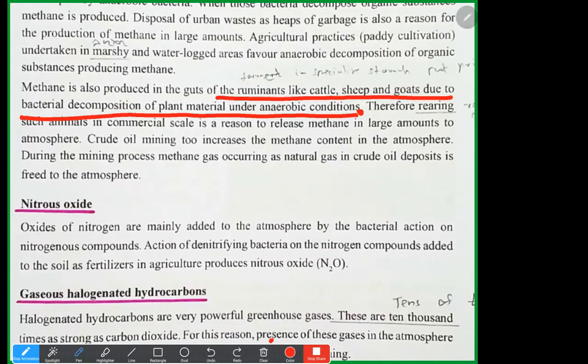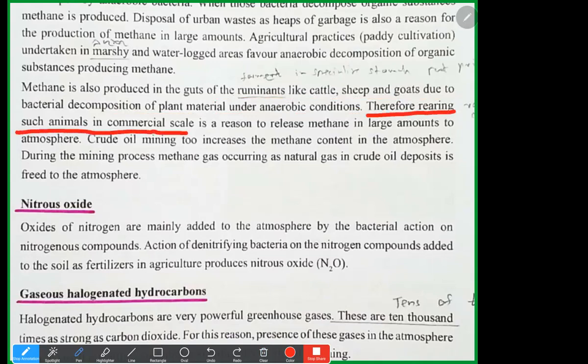During farming, they are using a lot of animals. Therefore, rearing such animals on a commercial scale is a reason for releasing methane in large amounts to the atmosphere. Crude oil mining too increases the methane content in the atmosphere.